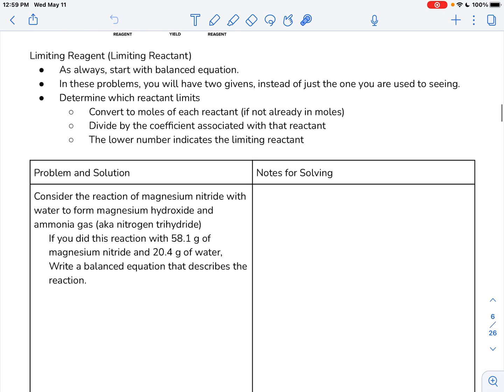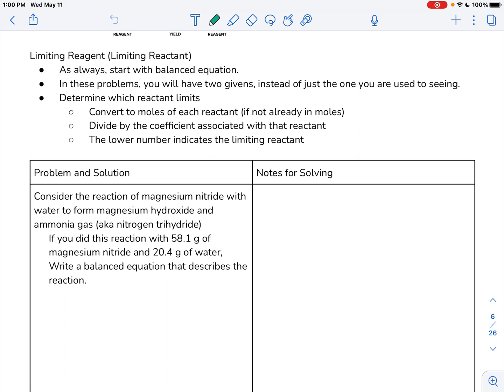So limiting reagent or limiting reactant, you always want a balanced equation. That goes without saying. You will have 2 givens because they will tell you start with this many moles of one substance and this many moles of another, or this many grams of one substance and this many grams of another, okay? But you're going to get an amount for each reactant.